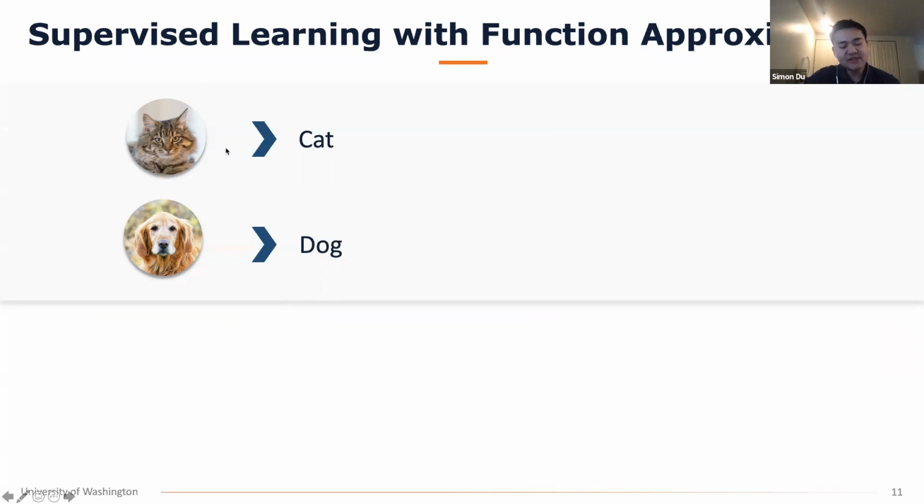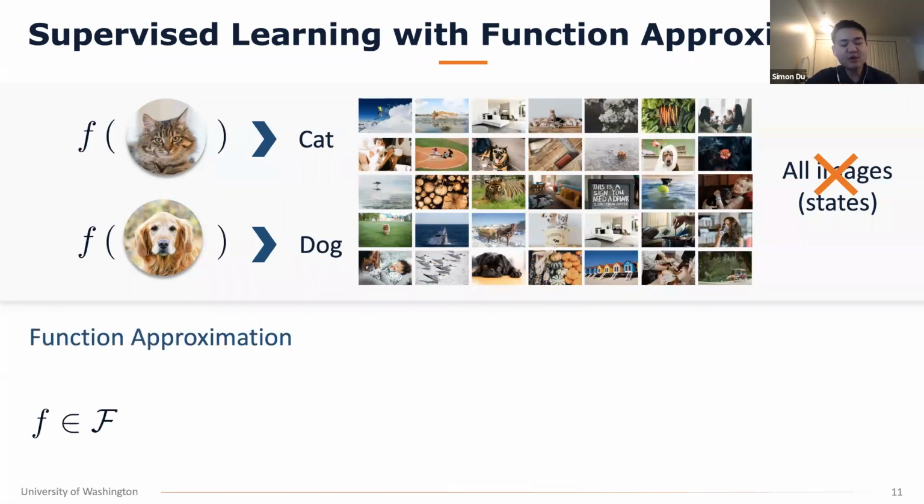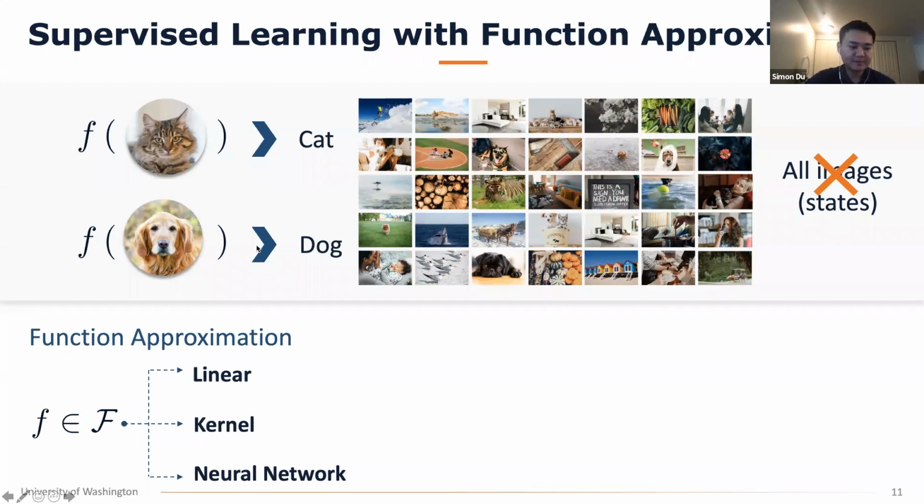To build this image classifier, of course, we will not use all possible images, all possible states around the world. Instead, we'll use function approximation to find a good classifier, to represent this classifier. The key here is to restrict our classifier within some function class. For example, you can use linear functions, kernels, or deep neural networks.